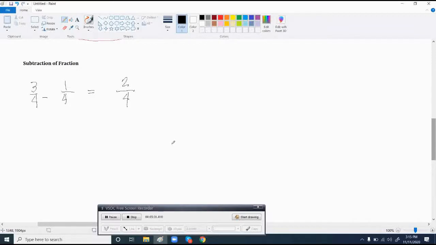This answer can be simplified. Again, find the common factor of 2 and 4. The common factor of 2 and 4 will be 2. So 2 divided by 2 will give you 1. 4 divided by 2 will give you 2, and that would be your final simplified answer.